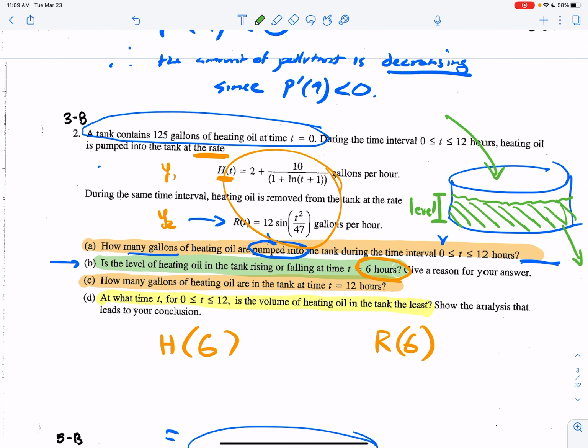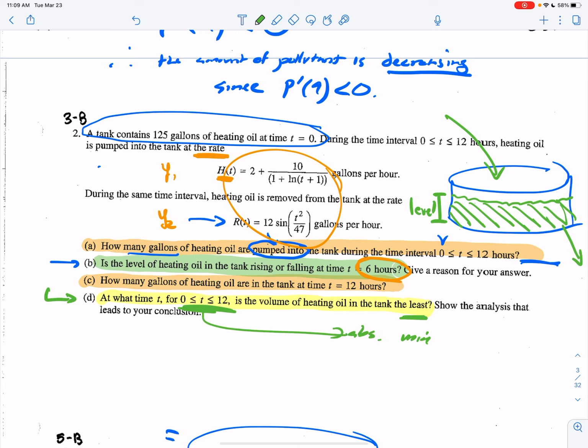What do you think this one would be for part D? Press play when you're ready, okay? Part D is asking for the least, so that's a minimum. And since there's a closed bound here, that's actually an absolute minimum.